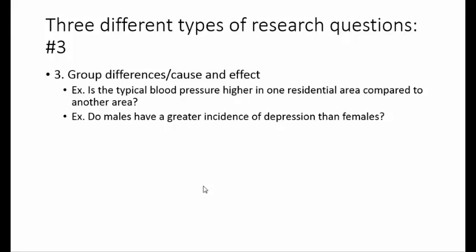And so we have to know how many groups there are, because that's going to help determine what test we run. For example, is the typical blood pressure higher in one residential area compared to another area? And do males have greater incidence of depression than females? So we're dividing our population into those two groups, and then we're going to look at some kind of effect on a variable.